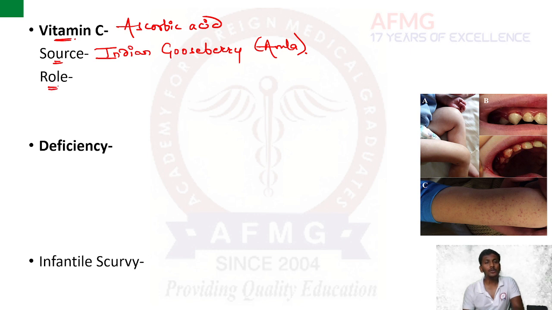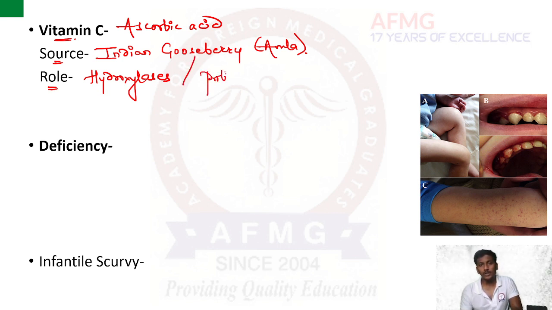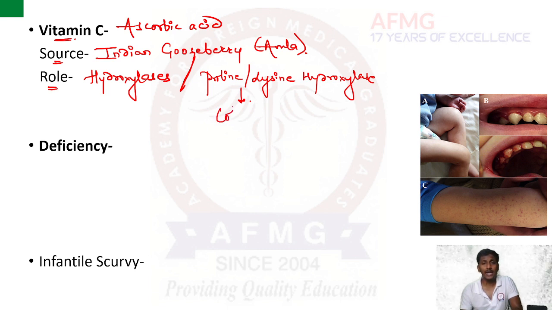So amla or Indian gooseberry is the richest source of vitamin C. If I talk about the role of vitamin C, it is also a water soluble vitamin, therefore it acts as a coenzyme in hydroxylation reactions. So in hydroxylases, vitamin C acts as a coenzyme. Along with that, it also acts as a coenzyme for proline and lysine hydroxylase, which, as all of us are quite aware, are the enzymes used in collagen synthesis.